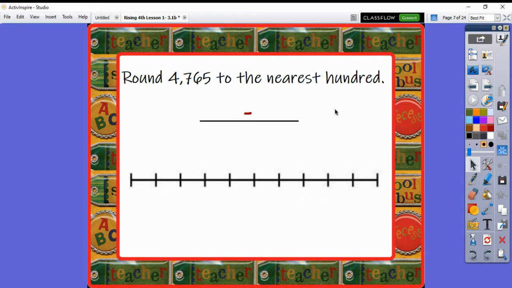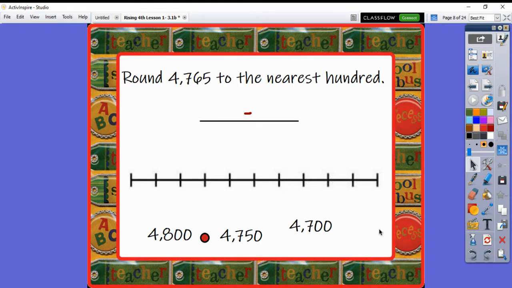That would be, if I rounded to the nearest hundred, an estimate, or one reason you might want to round this number to the nearest hundred. All right, to draw your number line and to have a go at this, press pause, and then when you're ready, press play to check your work.